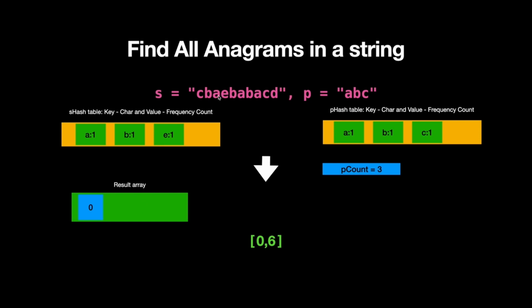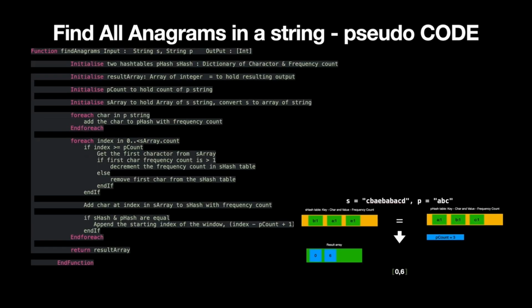Similarly, we'll be sliding through all these, and when we reach this BAC, which is at index 6, then again our frequency count tables will be matching, and we'll insert 6 in the result array, right? And once we have reached the end point, we'll stop and say that in the result array we have our solution, so this is our solution: 0, 6. That's how we do it, as simple as that.